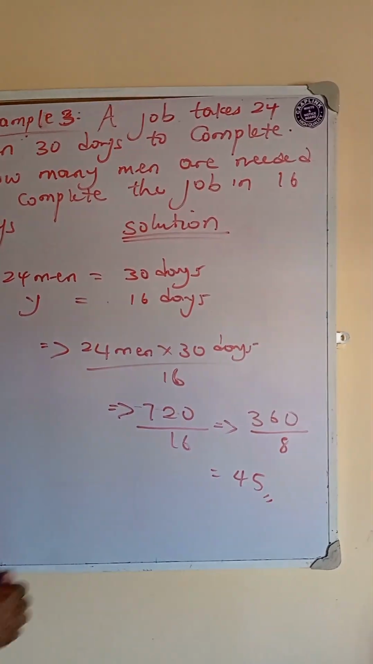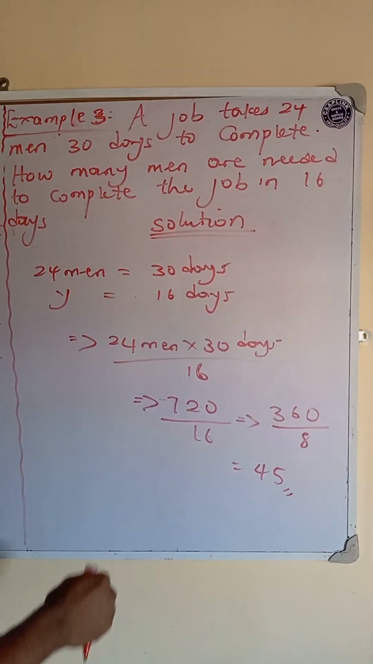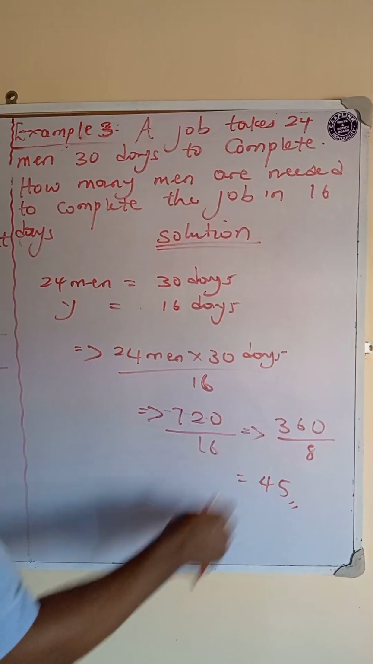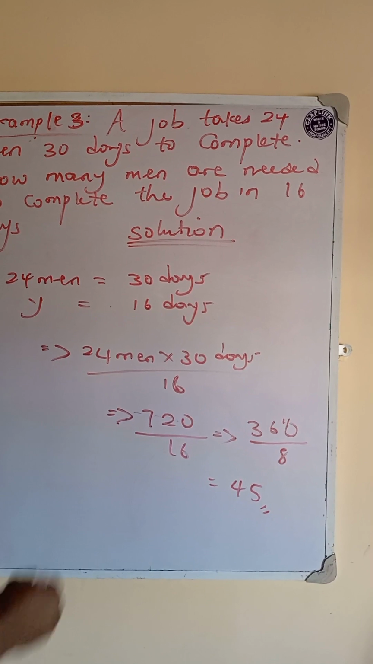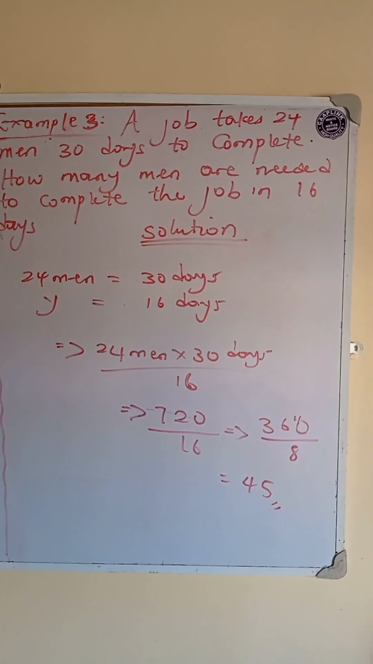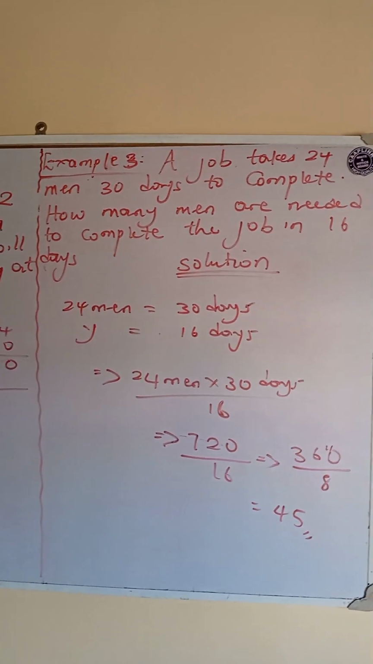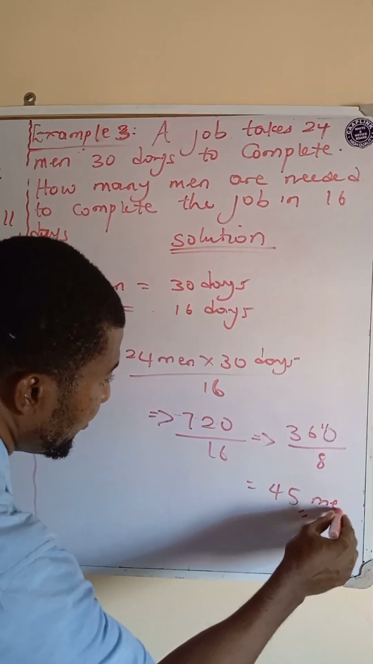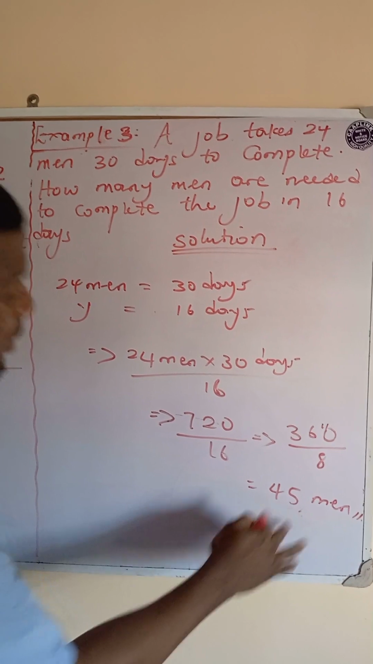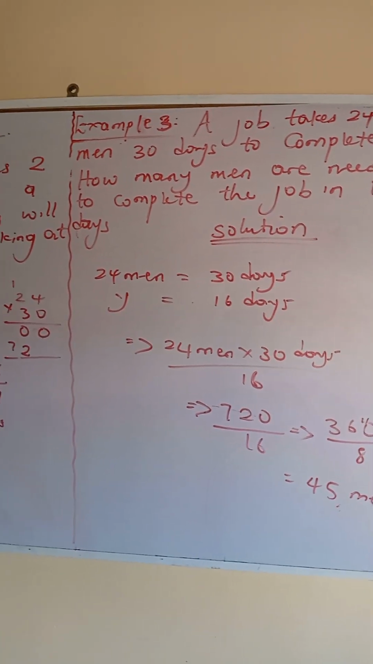8 in this will give me 45. How do I know? 8 in 36 will give me 4, remainder 4. 8 in 40 will give me 5. So what are we looking for? How many men? 45 men. It will take 45 men 16 days to complete.